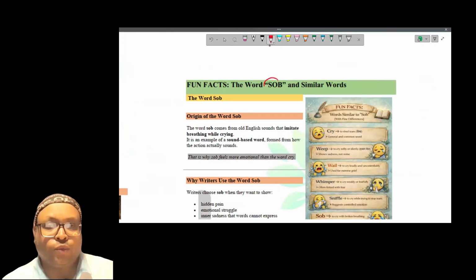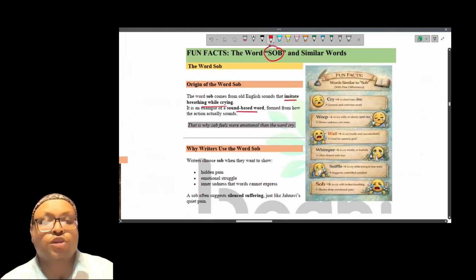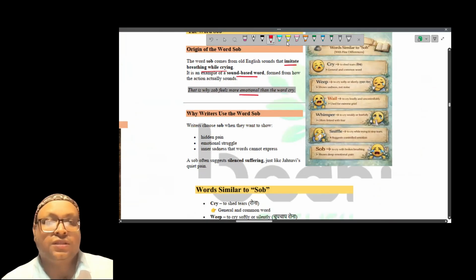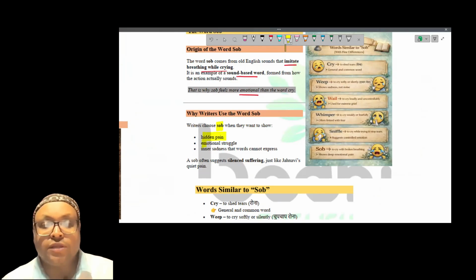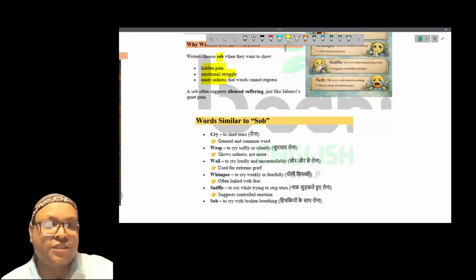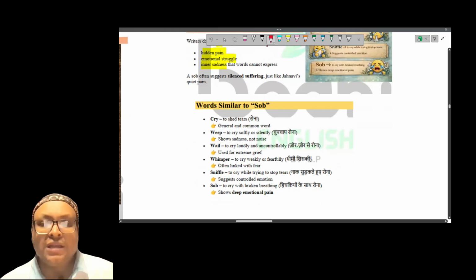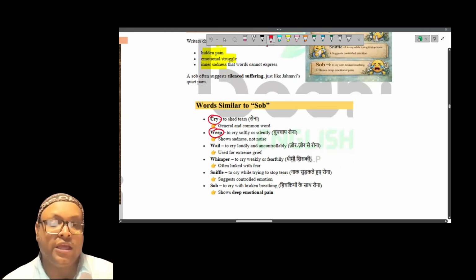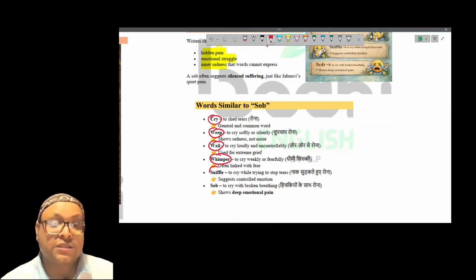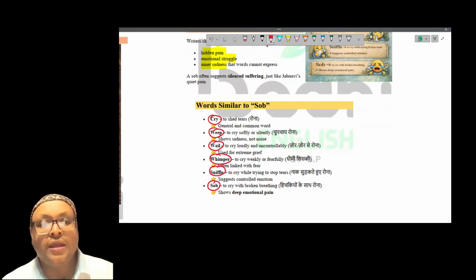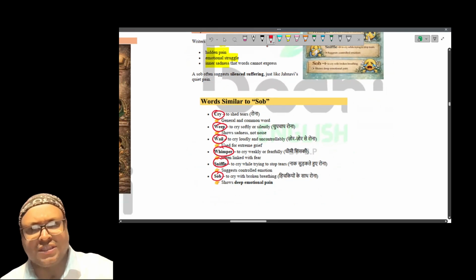And we will talk a little about the word sob. What does it mean, sob? It imitates breathing while crying. It is a sound-based word. This is an emotional cry, you can say, rather than just a normal cry. Now, for what do we use sob? Hidden pain, emotional struggle, inner sadness. There are some similar crying words related to sob, like cry, weep, wail, whimper, sniffle, which we have discussed already. You can get these details from our content.